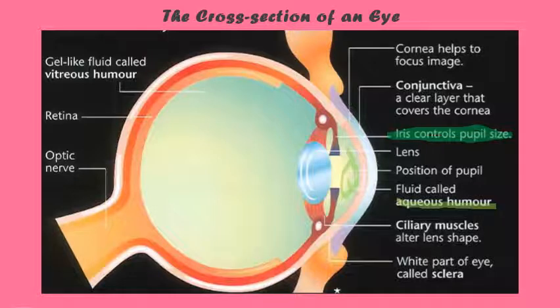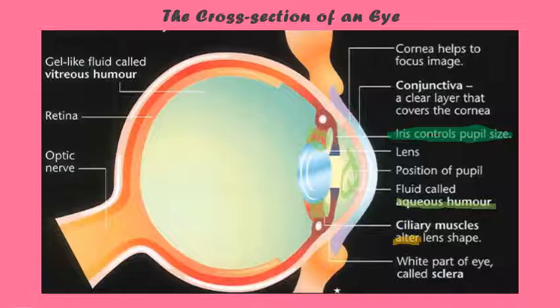And then what are these muscles here called? The ciliary muscles. Ciliary muscles. And what do the ciliary muscles do? They alter the lens shape. What does alter mean? To make it big or make it small. To change it. Okay.